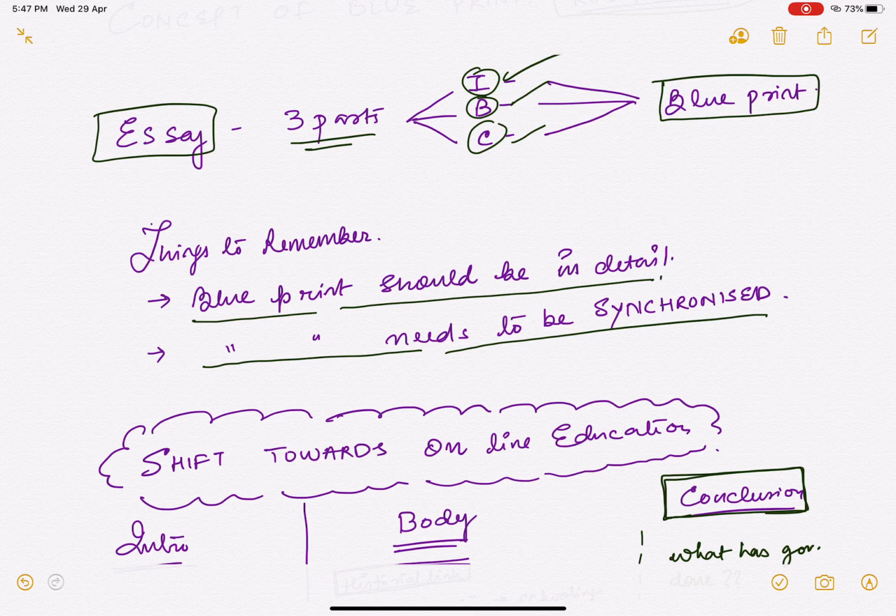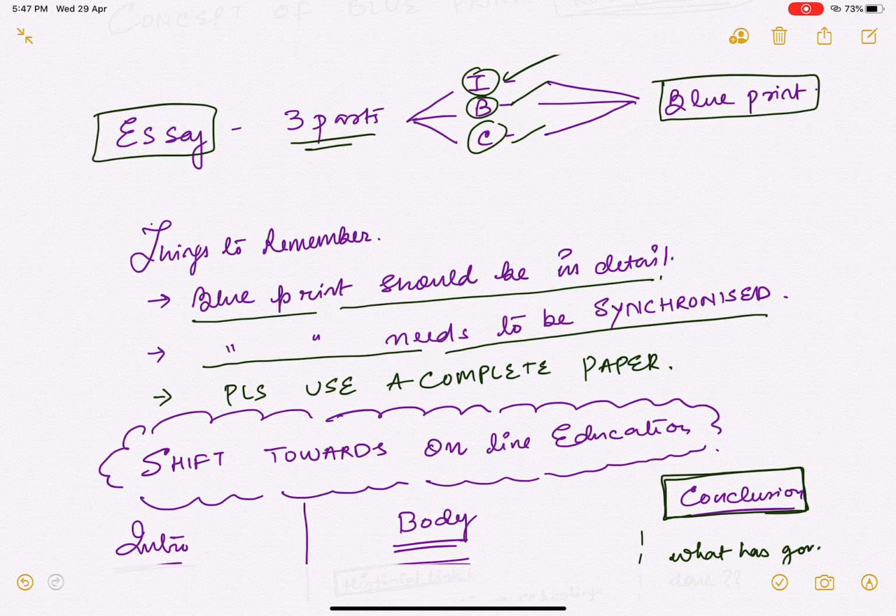Like I'll write this point first, or I'll write that point first, and above all, I'll add my own one point. Please use a complete paper and do not make confusion while preparing your blueprint. This is the third and most foremost point.